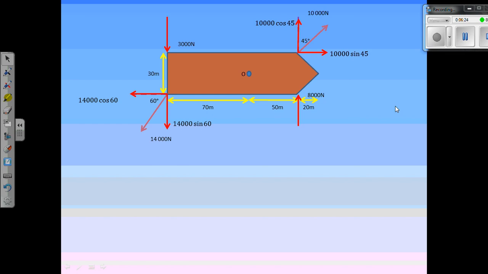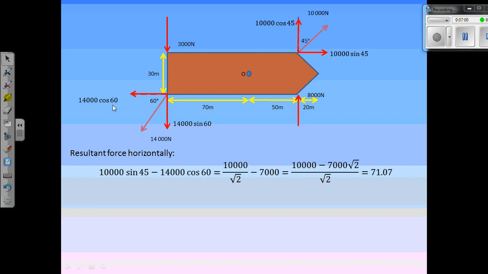So to find the resultant force, if we take the positive direction as vertically upwards, we can see our forces going vertically upwards are this 8,000 plus 10,000 cos 45. But to find the resultant force going vertical, we have to subtract the 3,000 and the 14,000 sine 60. For the horizontal, if we take the positive as going right, then it's 10,000 sine 45 minus 14,000 cos 60.